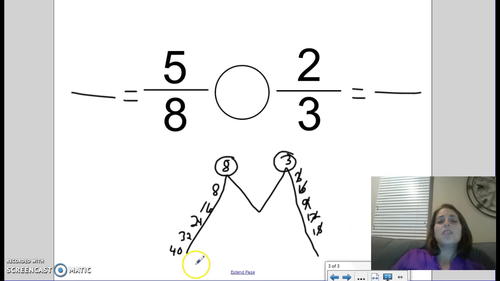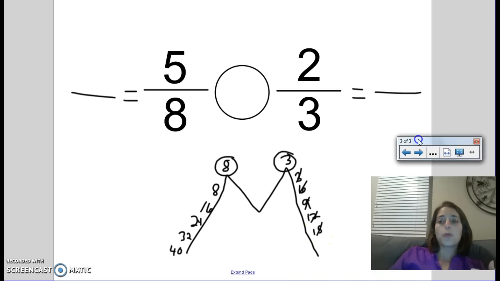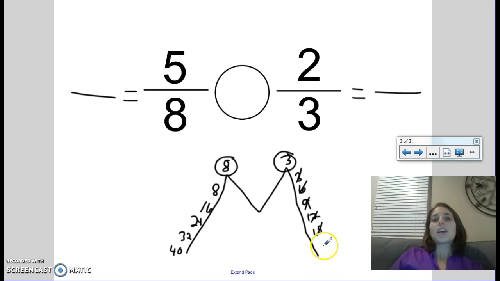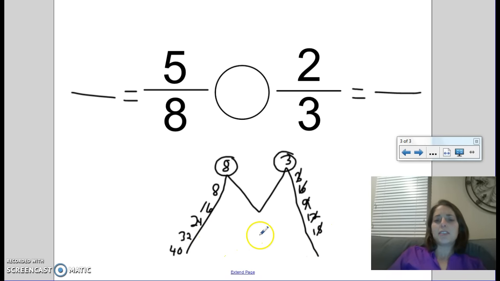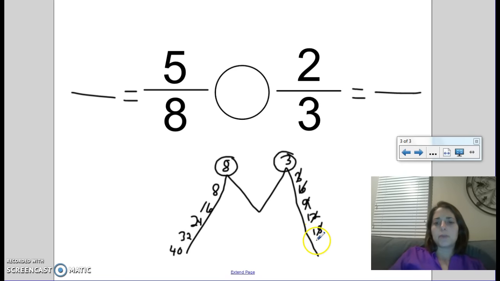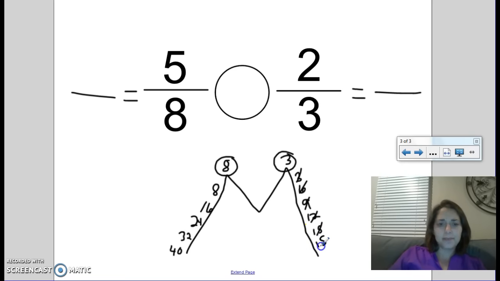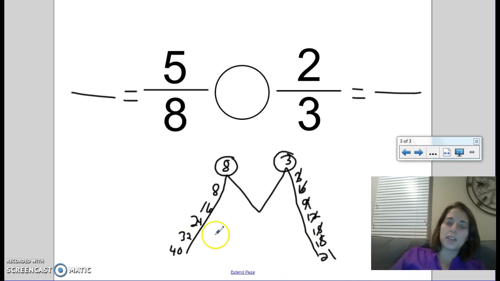And if I were to continue to count with my 8s, 40 is way higher than where I am on this side. I'm only at 15 over here, so it'd be hard for me to see if I have a match. I'm actually going to extend my 3 side and see as I get closer to my bigger numbers on the 8 side. So that was 3 times 5. 3 times 6 is 18. I don't see an 18. 3 times 7 is 21. I don't see a 21 on this side.